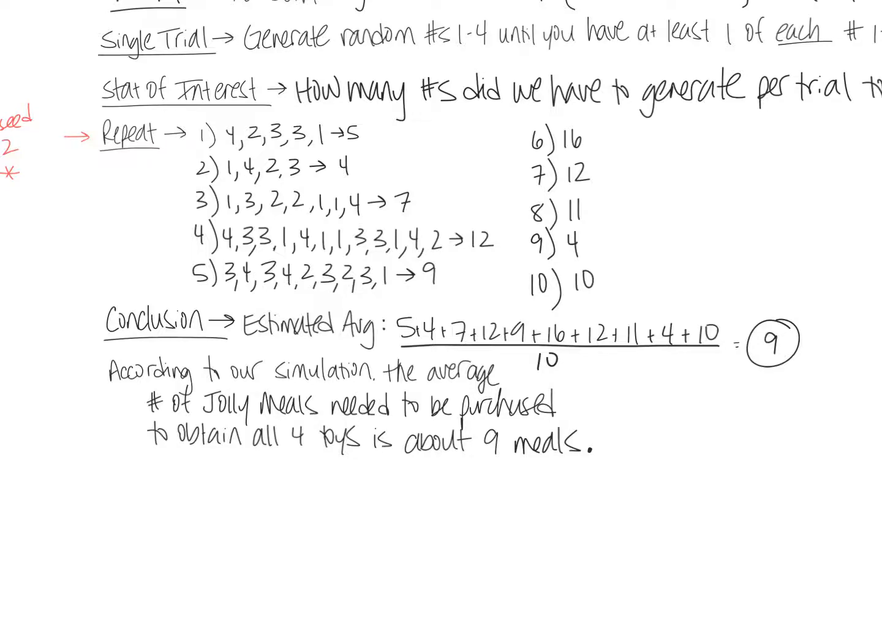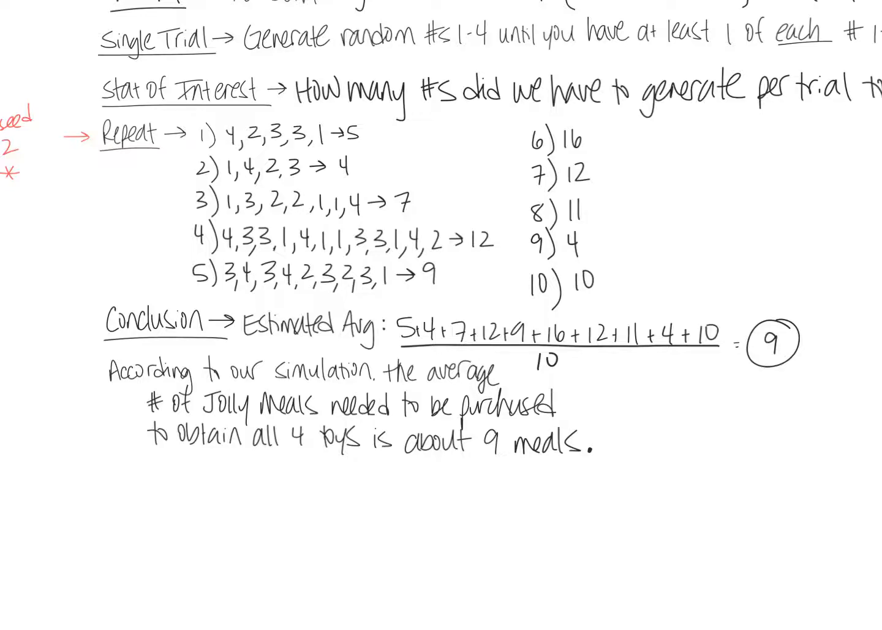But according to our simulation here that we did, the average number of Jolly Meals needed to be purchased. The goal was to obtain all 4 toys, so that's inserting the context into the conclusion, is about 9 meals. And I'm using the word about because this is according to our simulation. And you guys know that it probably wouldn't be exactly 9 if I used a different random number generator. If we all did this at a different seed, that would probably be a different average.